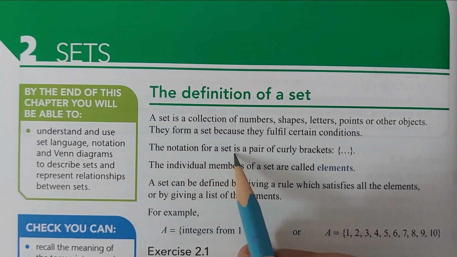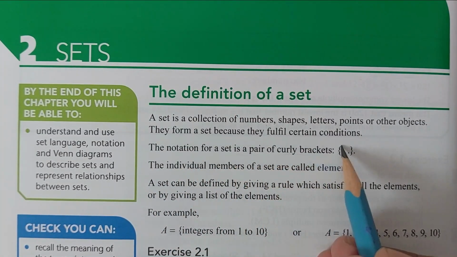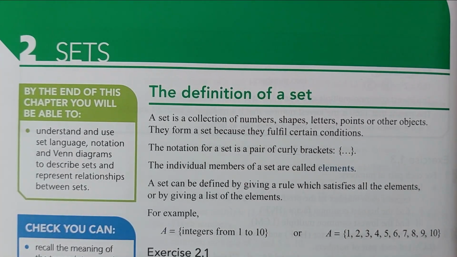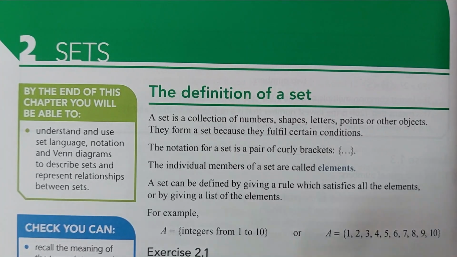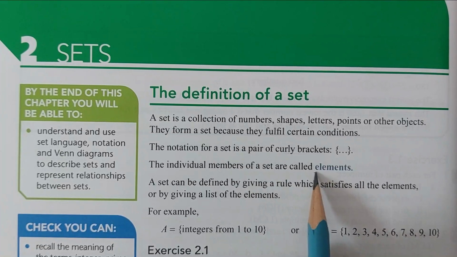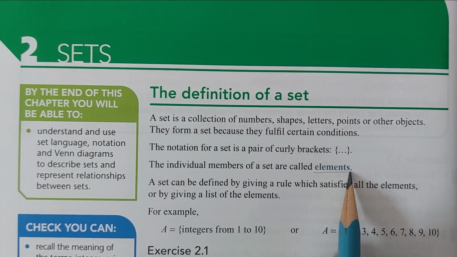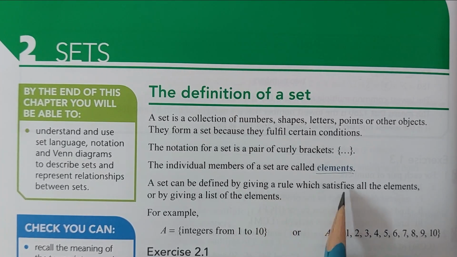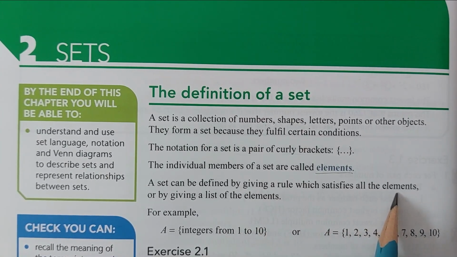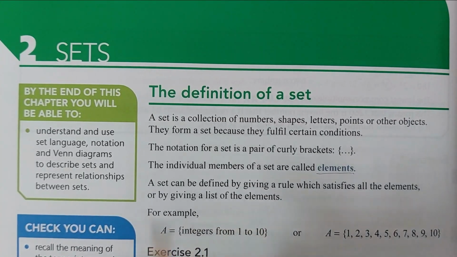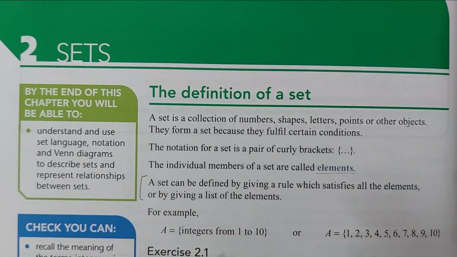So the notation for a set is a pair of curly brackets. This is how we show the set in curly brackets. The collection of something, the collection of numbers, it can be shapes, letters, or any other object. And the individual member of a set is called an element of the set, right? A set can be defined by giving a rule which satisfies all the elements or by giving a list of elements. Okay, let me explain what they are trying to say over here.